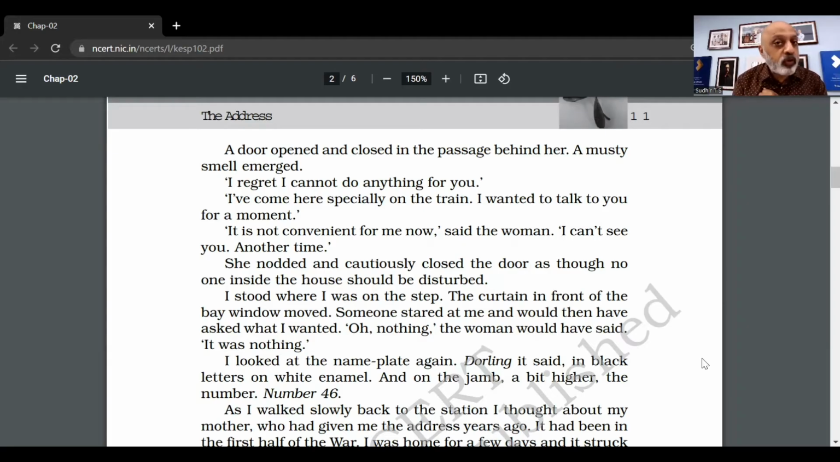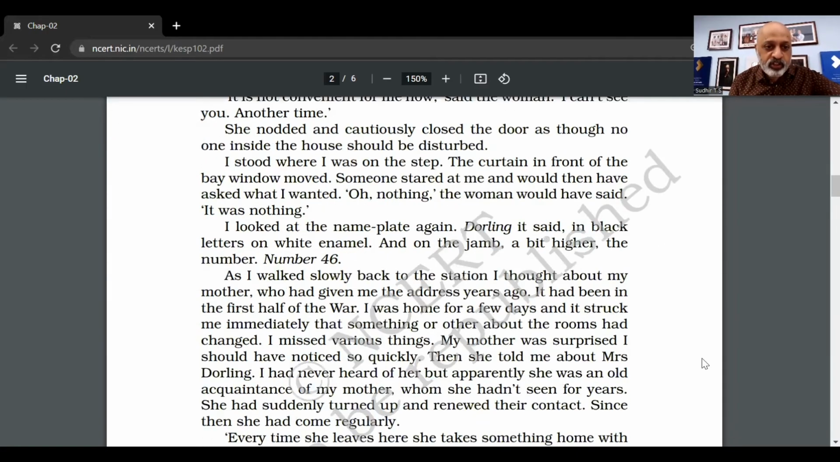I stood where I was on the step. The curtain in front of the bay window moved as though someone was watching from inside. Someone stared at me and would then have asked what I wanted. Oh, nothing, the woman would have said. As though there is someone inside who is asking the woman, Kaun aaya tha bhai? What did she want? And the woman would have said, oh, no, nothing kind of thing, and just brushed it aside. That's the conversation she imagines would have taken place inside the house after she left.